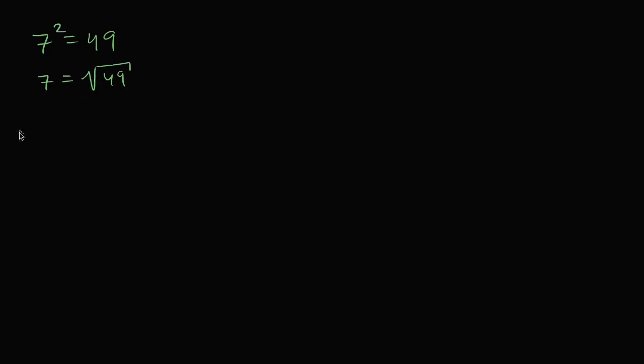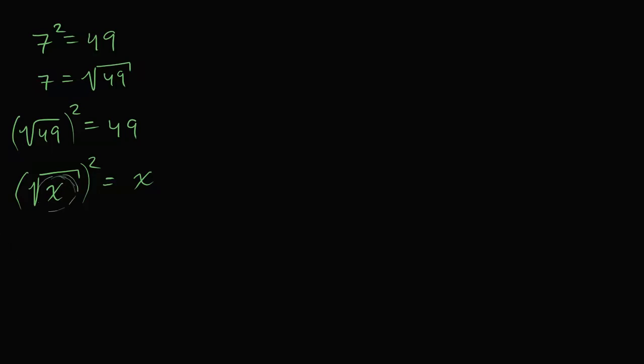We could write the square root of 49. So this is whatever number times itself is equal to 49. If I multiply that number times itself, if I square it, I'm going to get 49. And that's going to be true for any number, not just 49. If I write the square root of x, and if I were to square it, that's going to be equal to x.